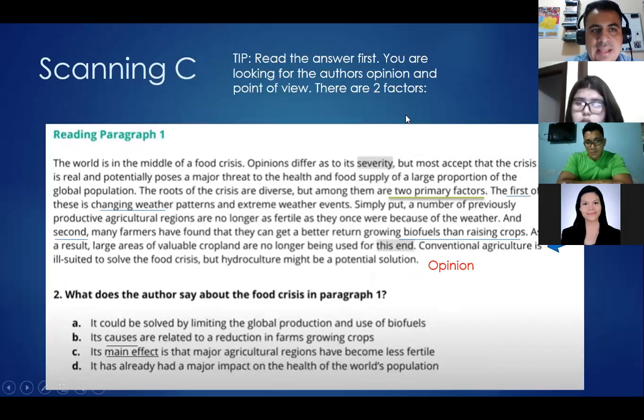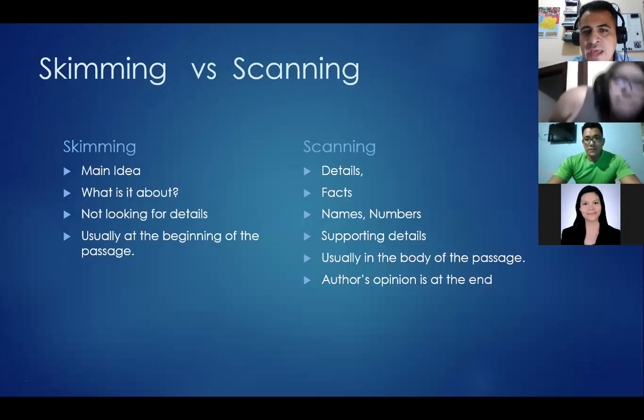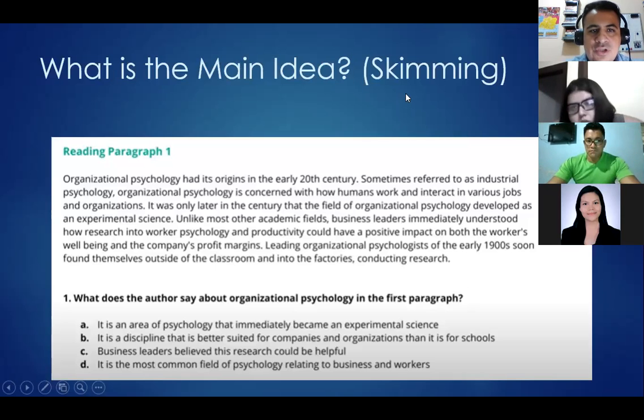Okay, let's see. Now, this is the difference between skimming and scanning. Vale la pena repasar, because this is very important too. Skimming, I'm looking for the main idea, what it's about. I'm not looking for details. I just want to understand what it is about. It's usually at the beginning of the passage. Scanning is going to be details, facts, names, numbers, dates. I'm looking for supporting details. It's usually inside a paragraph. The author's opinion is at the end of the paragraph sometimes.